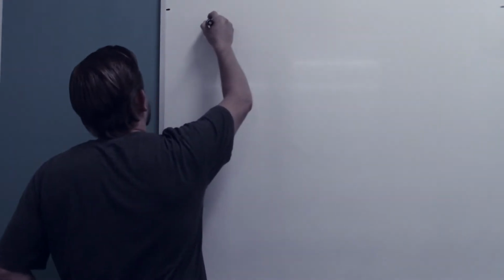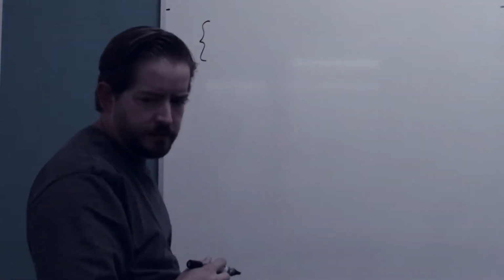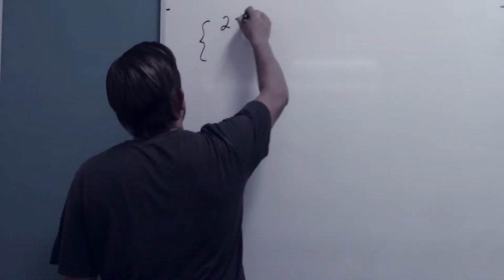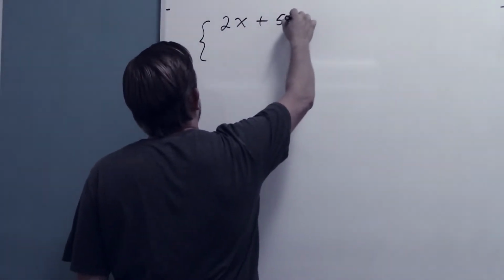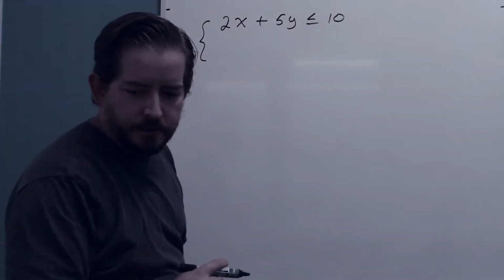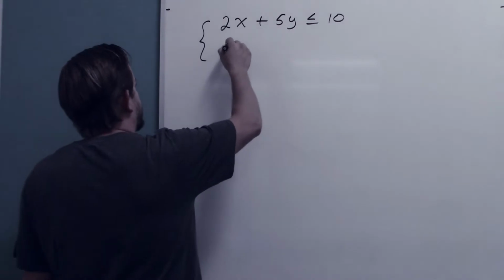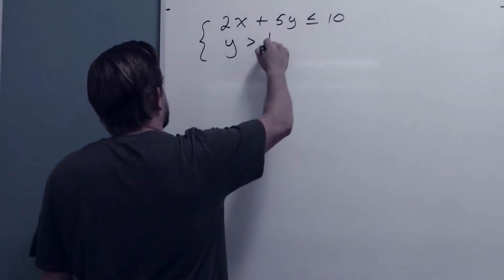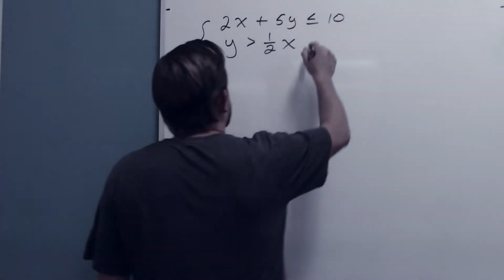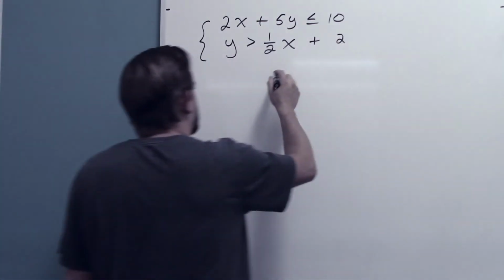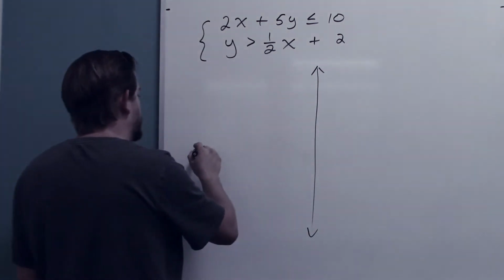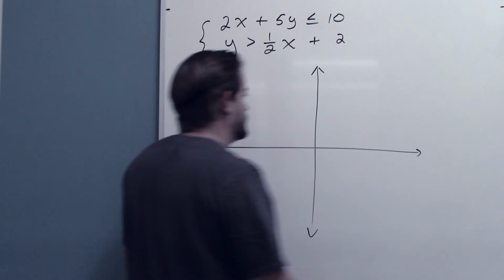I might have a system that looks like this. 2x plus 5y is less than or equal to 10. And let's say we have y is greater than 1/2 x plus 2. So I'm going to graph it. We'll take a look at what each of these inequalities looks like.